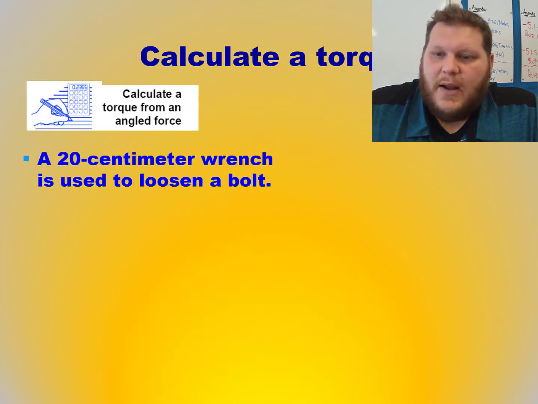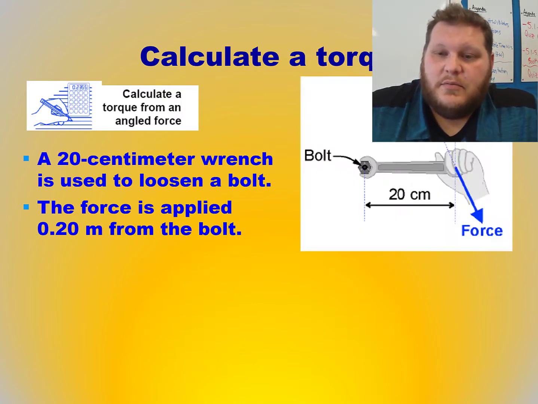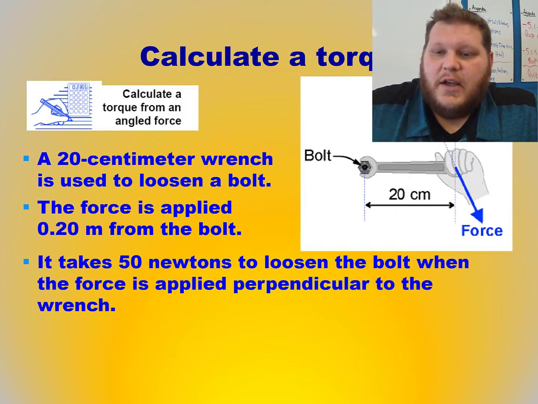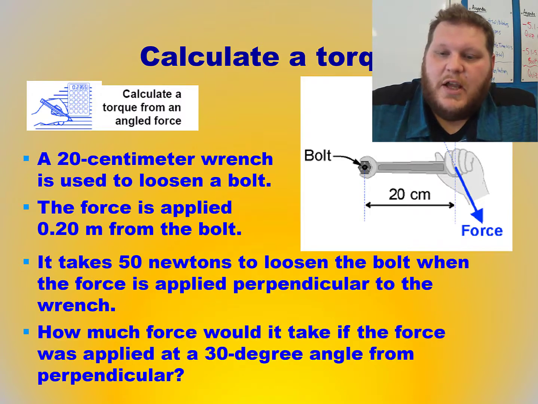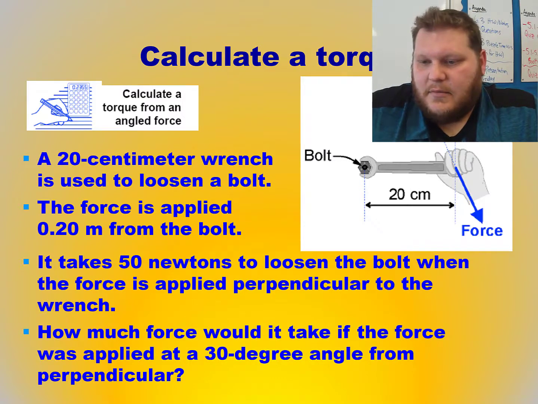So here, if we got a problem, a 20 centimeter wrench is used to loosen a bolt. The force applied is 0.2 meters from the bolt, right? That's 20 centimeters. It takes 50 newtons to loosen the bolt when the force is applied perpendicular to the wrench. How much force would it take if the force was applied at a 30-degree angle instead?